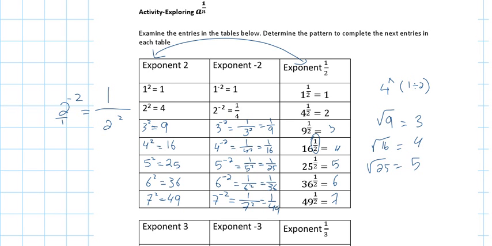So I can write it as power of a half, or I can write it as a square root. They mean the same thing. Okay? And you see that your answer here is your base in the first one, yes? And then your base here is your answer for the first one. Okay?